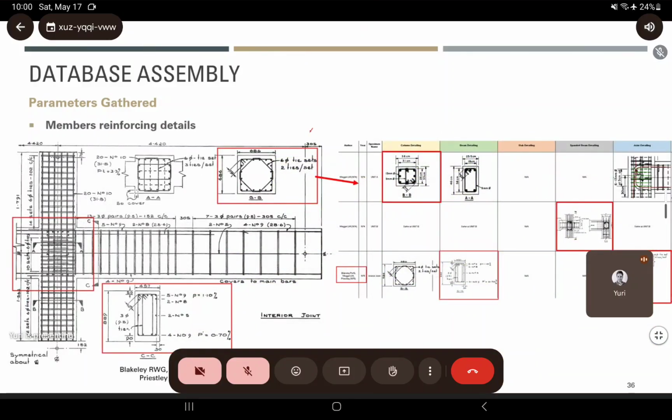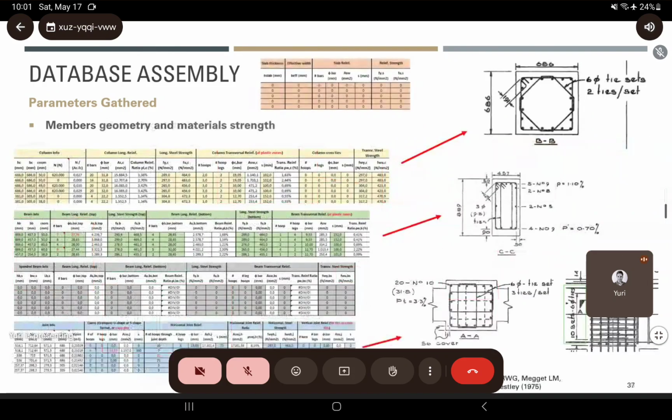And for the detailing of the members, we're taking that into consideration as well. We're seeing the design detailings of beams, columns, spandrel beams, joint details, and slab details. We're collecting all of these into different parts of the spreadsheets, so we can have literally all the information of the connection and the connecting members.